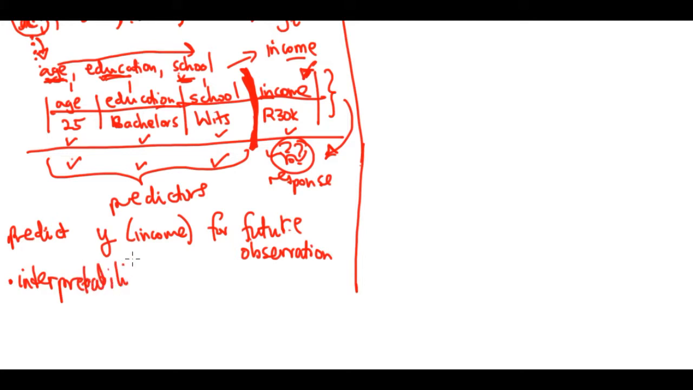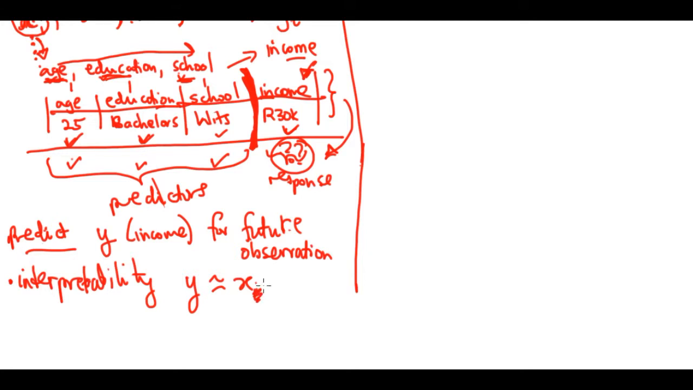Or for interpretability, we want to fit a model that will allow us to know the association between any x and the income level, or the y. Does it make sense? So we want a better understanding of the relationship between predictors and the response. So there are two ways. Maybe we want to model for prediction, to know y for future observations, or for interpretability, where we want to know the relationship between y and each individual x. I hope it makes sense.